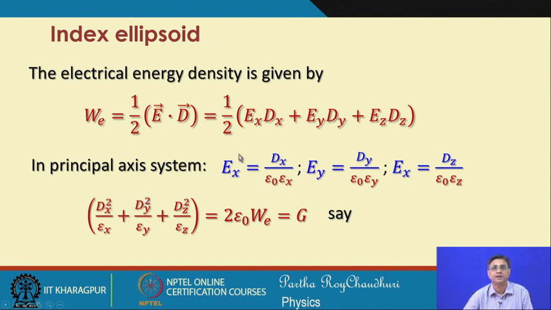So, if we put into this equation the values of Ex, Ey and Ez, then we will get dx square by epsilon x, plus dy square by epsilon y, plus dz square by epsilon z, which will be equal to twice omega e into epsilon naught, which I call a quantity, that is g.